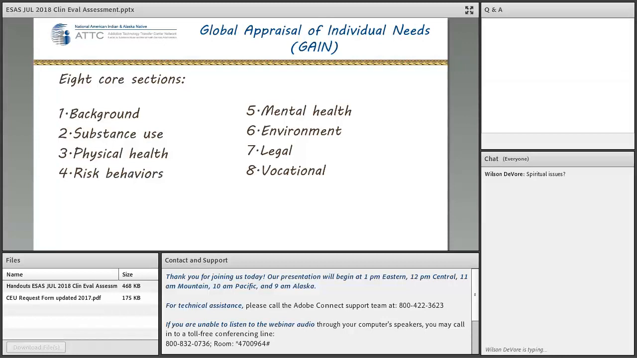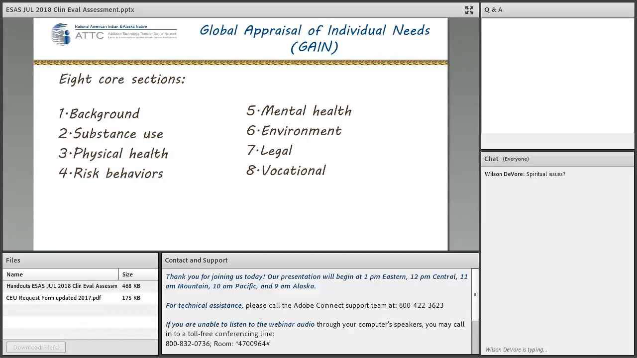Okay, so the GAIN, a Global Appraisal of Individual Needs, again. We're looking at 8 core sections: the background, the use, their health, their risk factors or behaviors, their mental health, the environment, legal, and vocational.